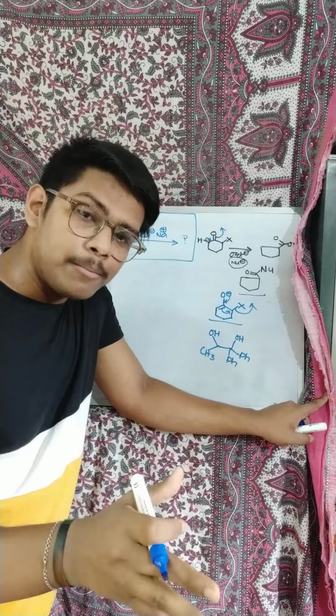Let's say you have a compound like this, where two cyclohexane rings are in fusion. This is a very nice example, and this example came in CSIR 16. So this was the compound. Here is your O, here is your leaving group, and here is your hydrogen. So this was the compound for the CSIR 16 question.